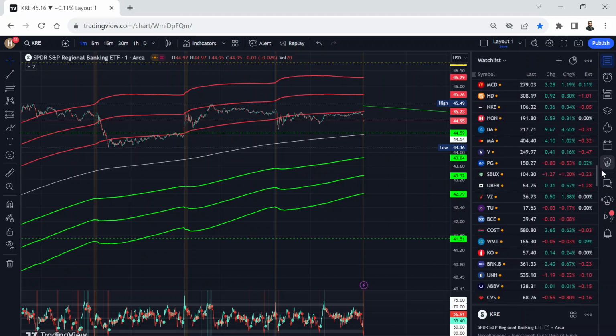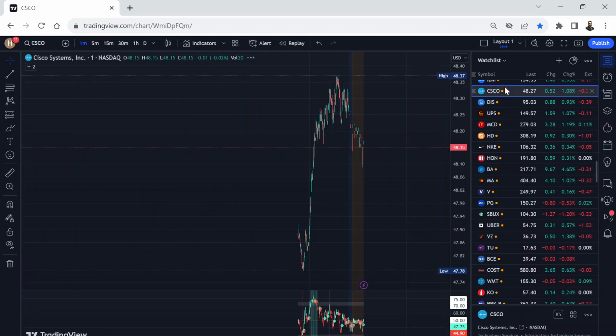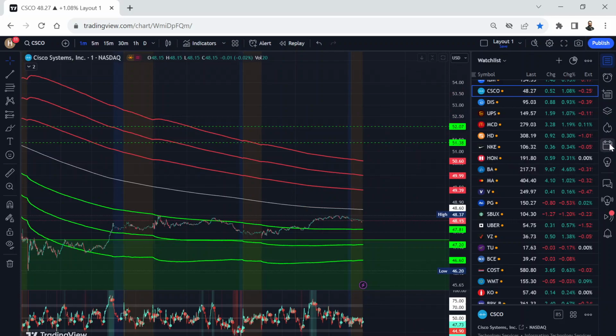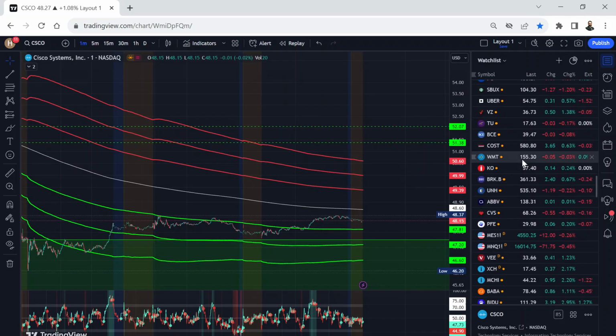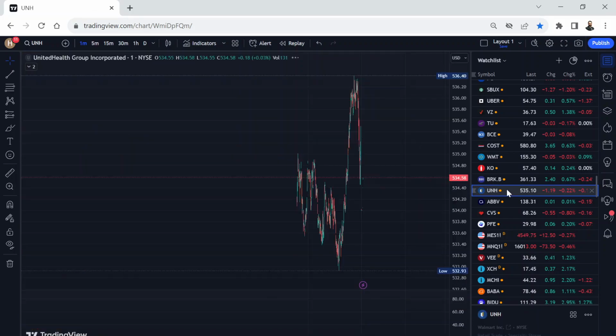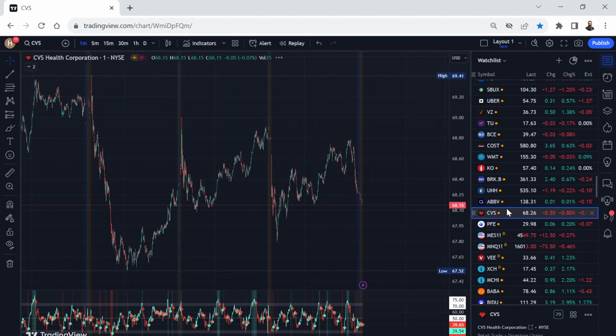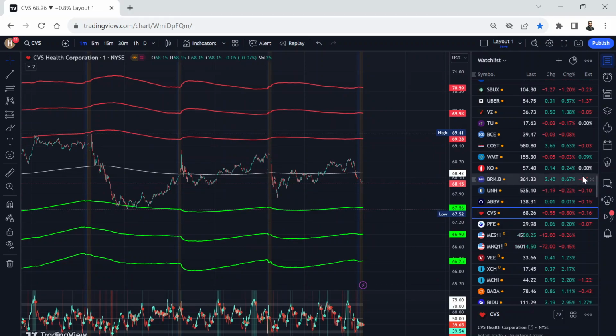Let's look at Walmart and Cisco because these are the ones that had worse earnings 2 days ago. Cisco nearby zone, and let's quickly look at Walmart. This is the Walmart here. It's still in the buy zone, so things are looking good. Biggest healthcare provider UNH is in the neutral zone. CVS Health is also near neutral zone.